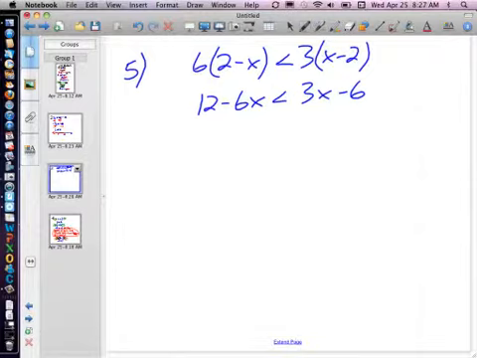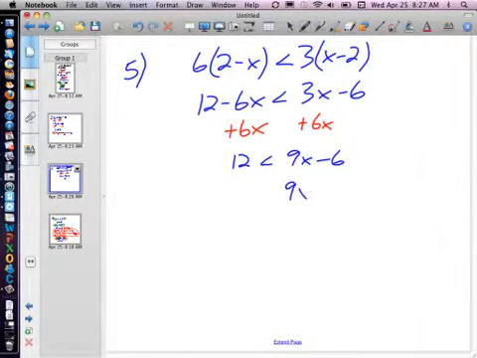Alright, so now we're going to, well, we could add 6x to both sides or subtract 3x. In this case, let's keep the x term positive, so let's add 6x to both sides. So we have 12 is less than 9x minus 6. We can now add 6 to both sides and we have 18 is less than 9x. Now we can divide both sides by 9, leaving us with 2 is less than x, or more importantly, x is greater than 2.